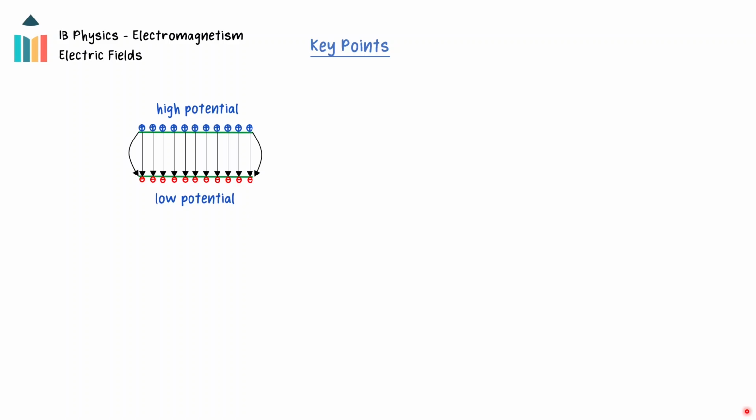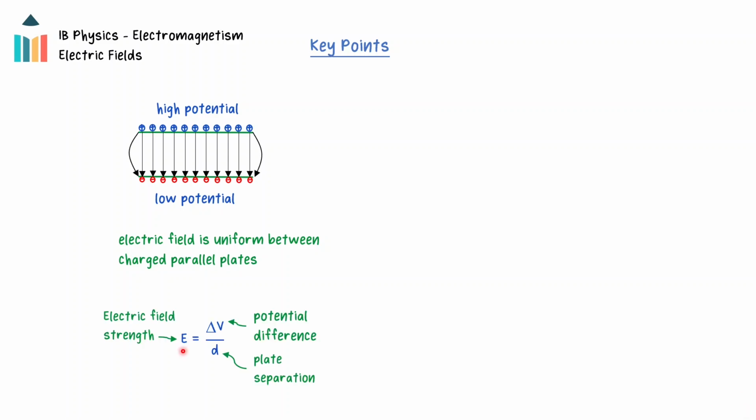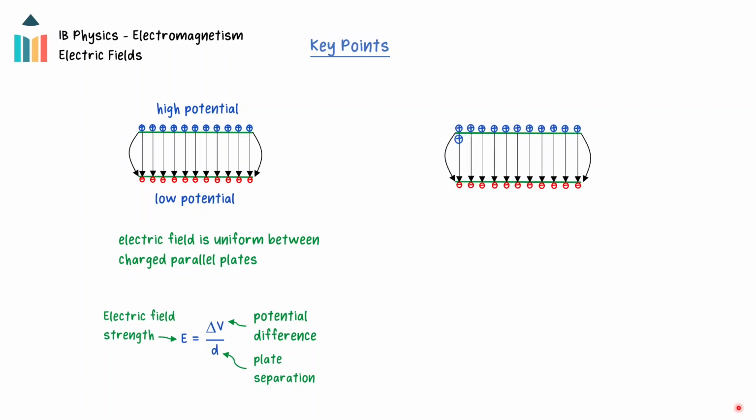The electric field strength due to oppositely charged parallel plates is uniform between the plates, with a field strength given by the equation electric field strength E is equal to delta V, the potential difference between the plates, divided by d, the plate separation. A charged particle placed in this electric field will experience a constant electrostatic force pointing towards one of the charged plates. If the charge has a velocity perpendicular to the electric field lines, that charge will move in projectile motion. This concludes our survey of the topic of electric fields.